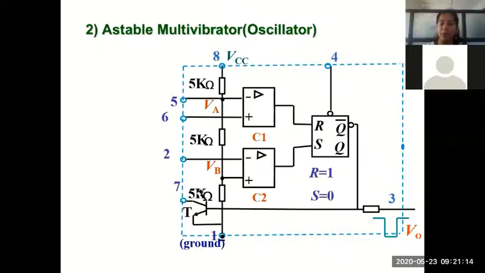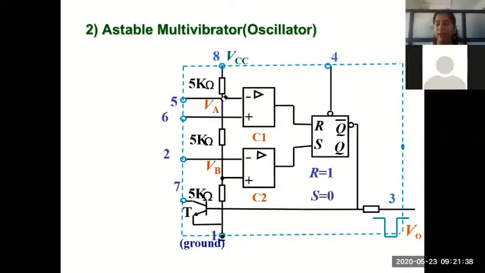I told you you can use a single transistor, that is the discharge transistor, and instead of the second transistor we can simply use the reset pin of the SR flip-flop. So that's what is done here. Pin 4 is directly connected to the reset of the SR flip-flop. 2 comparators, C1 and C2, the upper comparator to which we give a threshold voltage of 2/3 VCC.